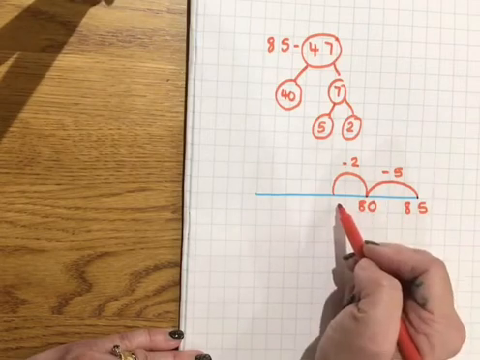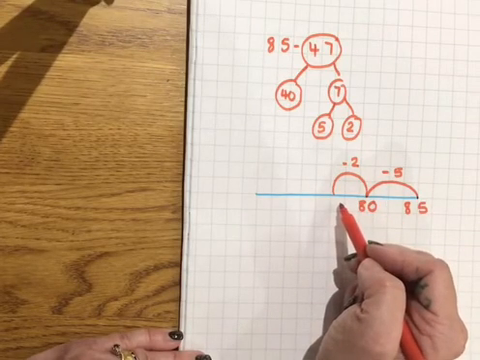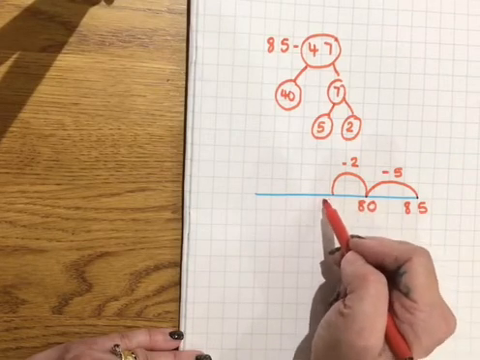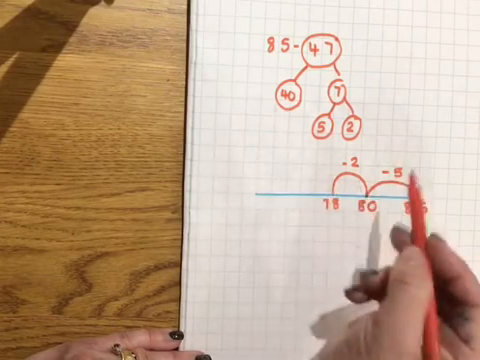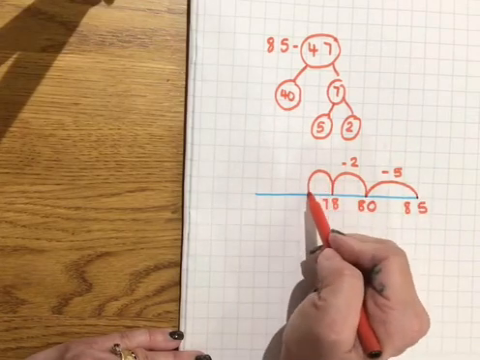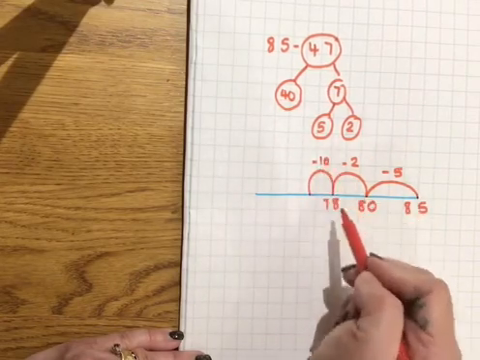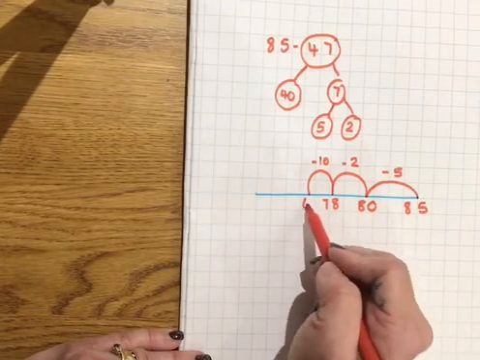80 take away 2, using my number bonds to help me, I know that 10 take away 2 is 8, so 80 take away 2 must be 78. And then I'm going to jump back my 4 tens. 1, 10. So 78 take away 10 would be 68.